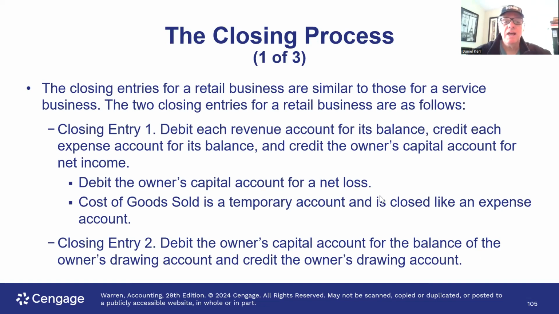So we close out the revenue and expense accounts in the first entry. And the second entry is we close out the drawing account. So the drawing account is a capital account with a debit balance, but it's a temporary capital account. That represents the amount the owner has taken out for personal use. So that has a debit balance. So on that one, you're going to debit the capital account, credit the withdrawals.